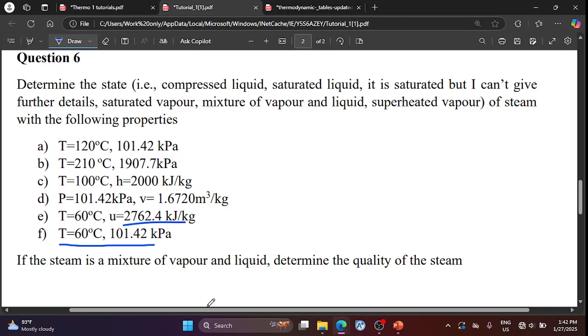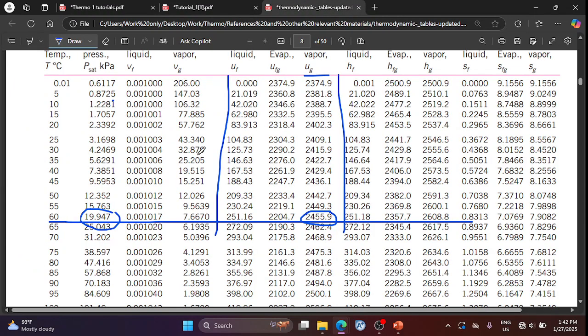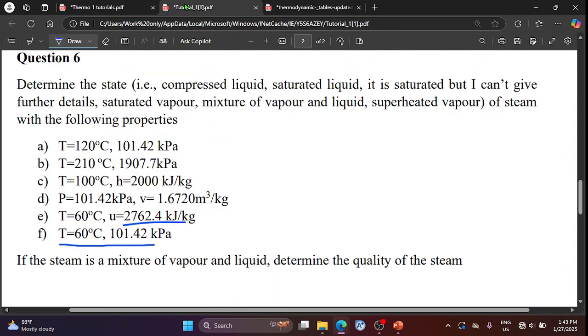So let's think about it. If the pressure that will keep it saturated is 19.947 and I'm increasing the pressure, it means I'm pushing the molecules closer together, right? So that would make it compressed. The molecules are not going to escape, so they are going to become a compressed liquid. So it means for the last one, we are going to have a compressed liquid. So this is just for reading from the steam table.